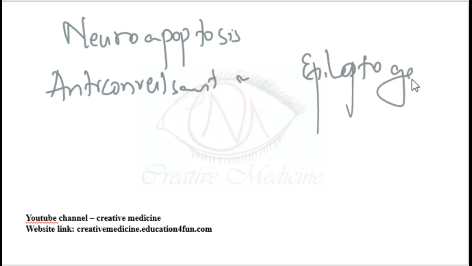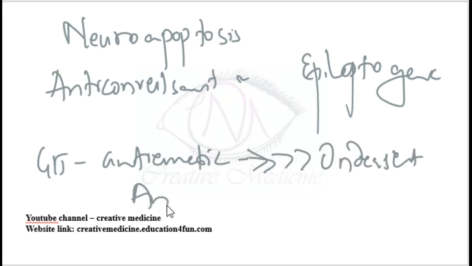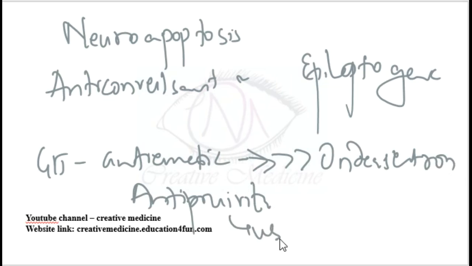On GIT, it is an antiemetic. So, it is more antiemetic than ondansetron also. It is antipruritic. Propofol is antipruritic, so it can be used in biliary cholestasis or opioid induced pruritus.